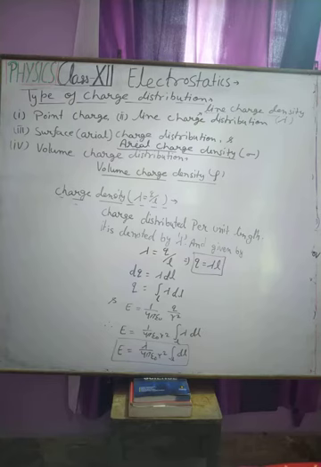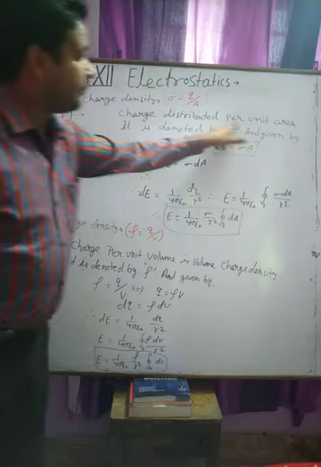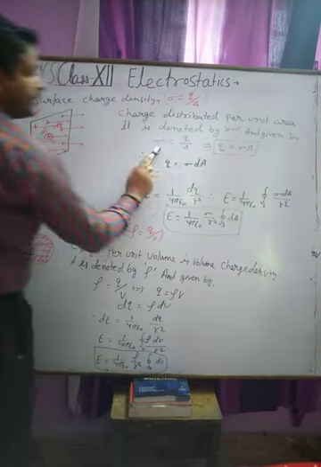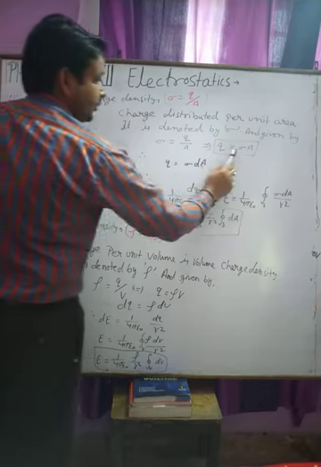First copy this, student. Okay, student. Next is surface charge density. Charge distributed per unit area. It is denoted by sigma and given by sigma is equal to q upon a. Then we derive a relation for charge. Q is equal to sigma a.